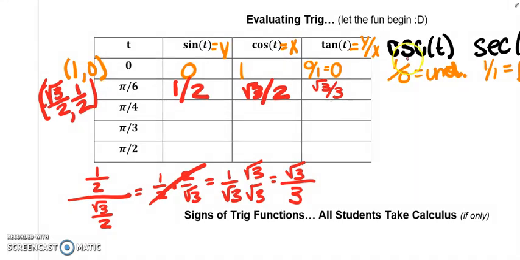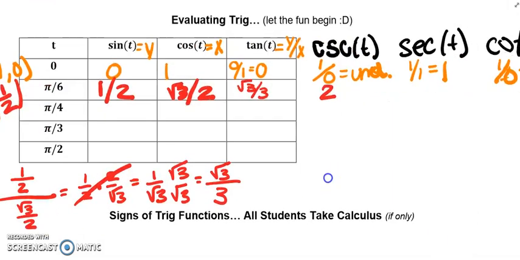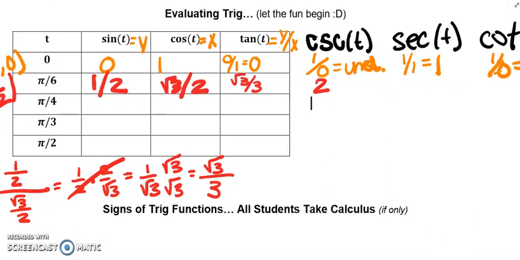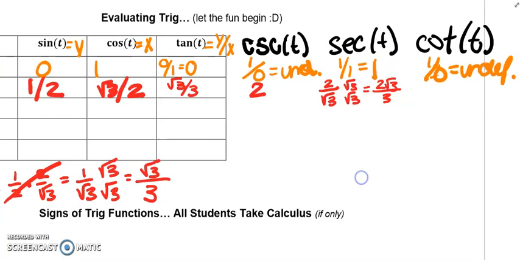So cosecant is the reciprocal of sine. So I'm going to flip 1/2. You know that's 2. Secant, we're going to flip square root of 3 over 2. But yet again, not okay. We have to rationalize. And we get 2 square roots of 3 over 3. And we can't reduce that. Okay?